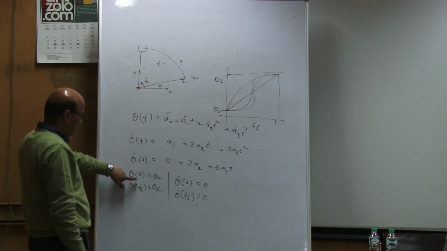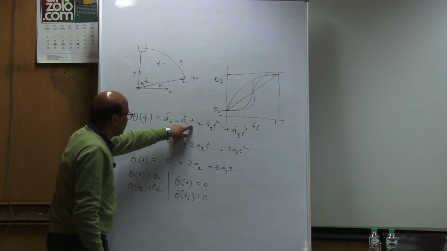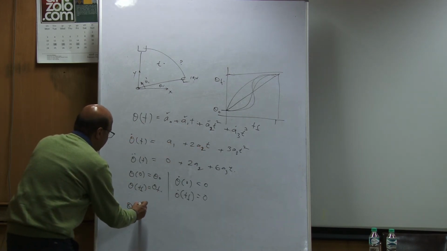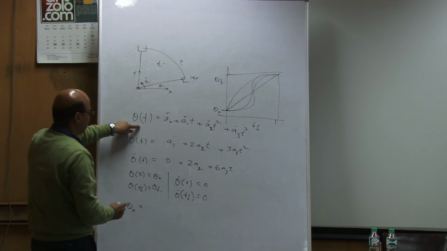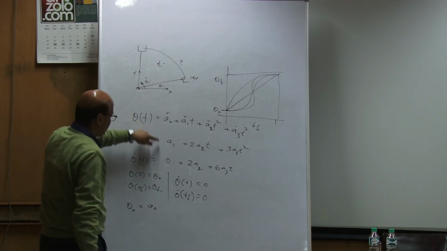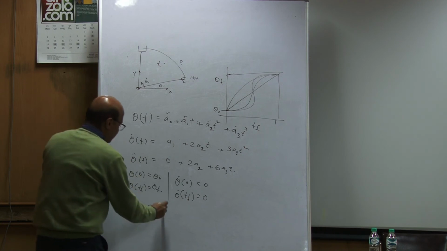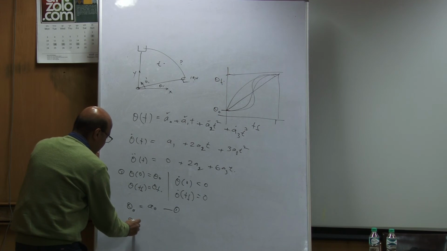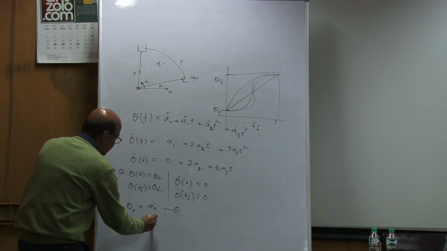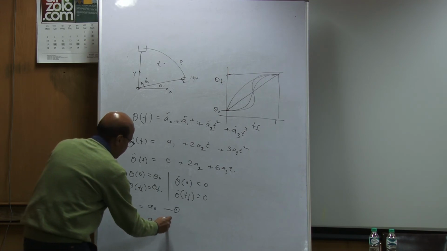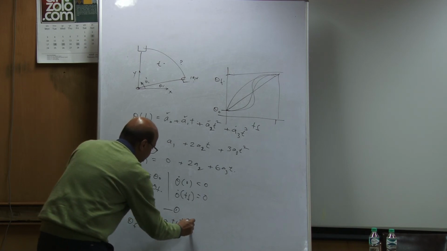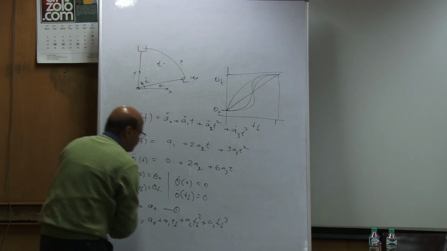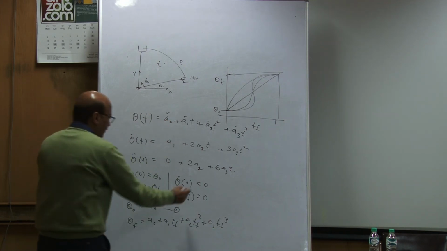So the first one is saying at time is equal to 0. So t becomes 0, this becomes theta naught. Theta naught is equal to a naught. So the first one, I'm getting one equation. The second one, at theta f, it is becoming theta f at time final. So a naught plus a1 tf plus a2 tf squared plus a3 tf cubed. Right?